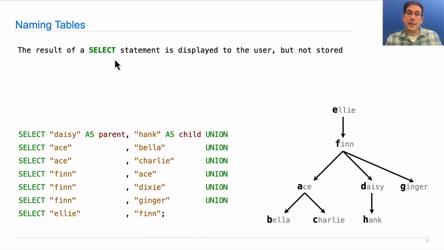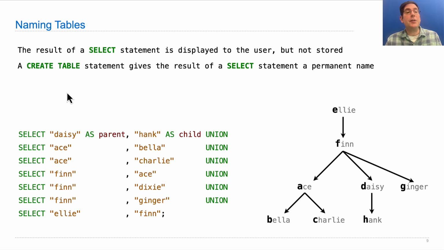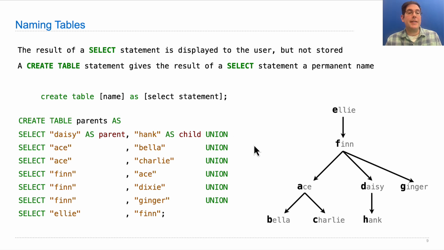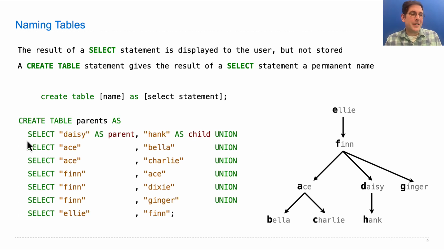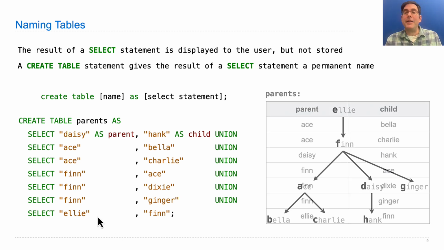The result of a select statement is displayed. I can see it, but it's not stored anywhere. If I want to store it, then I use create table to give it a name. This gives the result of a select statement a permanent name: create table, whatever name you want, as, and then the select statement. So I would write create table parents as, I could indent this, SQL doesn't care about indentation, but humans sure do. And so I indent it, and then I've created a table.